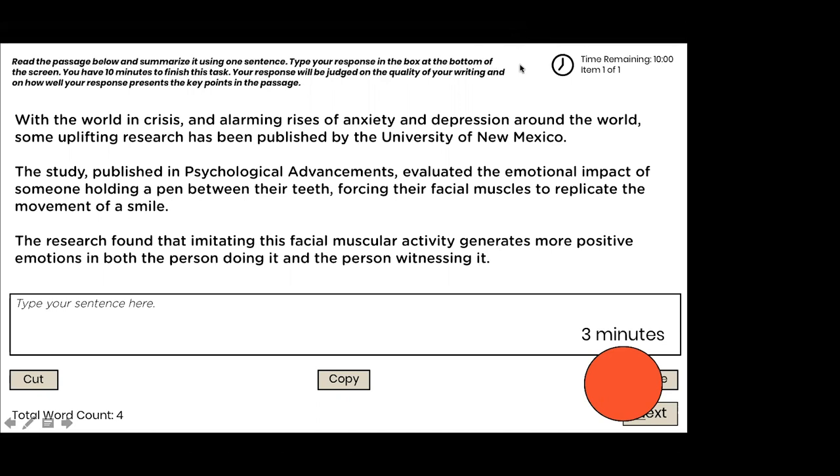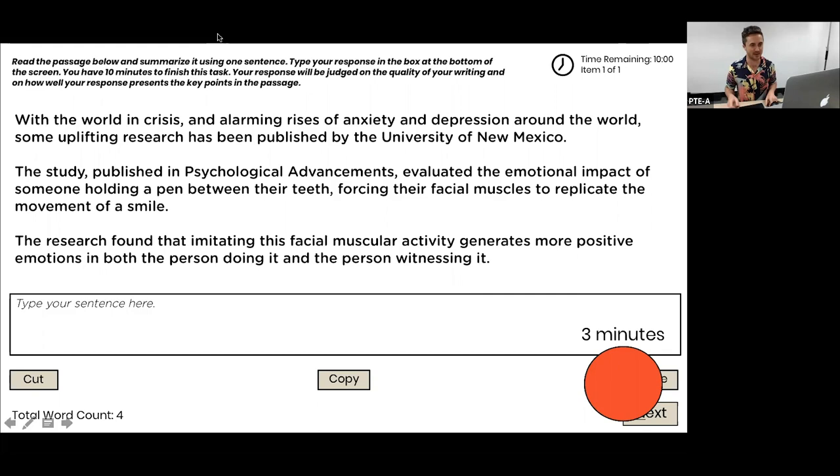Oh, Ganesh, that is a really good sentence. Well done. I'm going to read Ganesh's sentence because that is spot on. The University of New Mexico has published a study that suggested that holding a pen between the teeth generates positive emotions for people who suffer anxiety and depression, as well as those who witness people doing the action. Spot on. That's a ripper sentence. That is grammatically perfect. It's a complex sentence, captures the main idea, the supporting sub ideas.